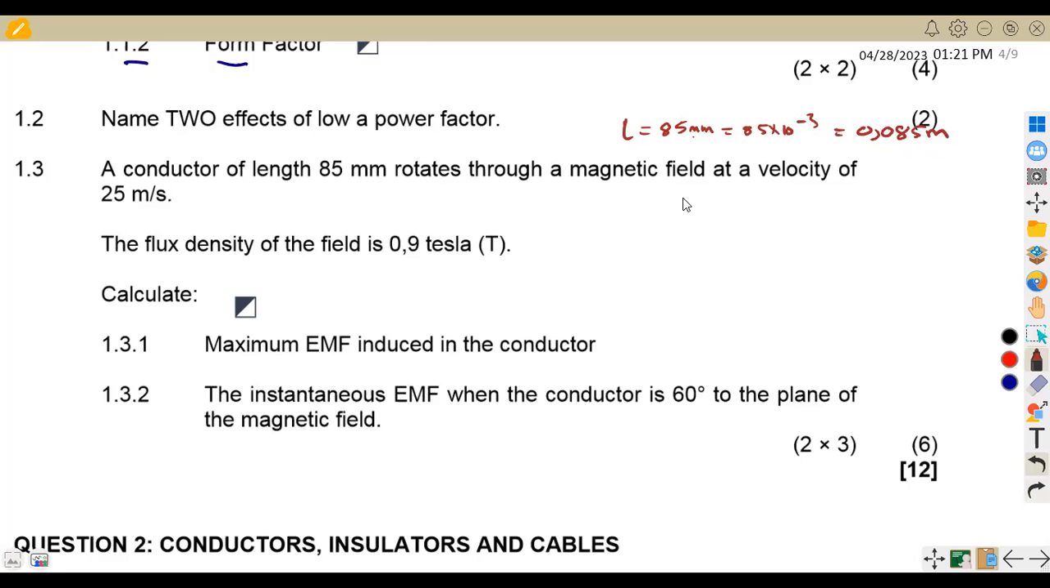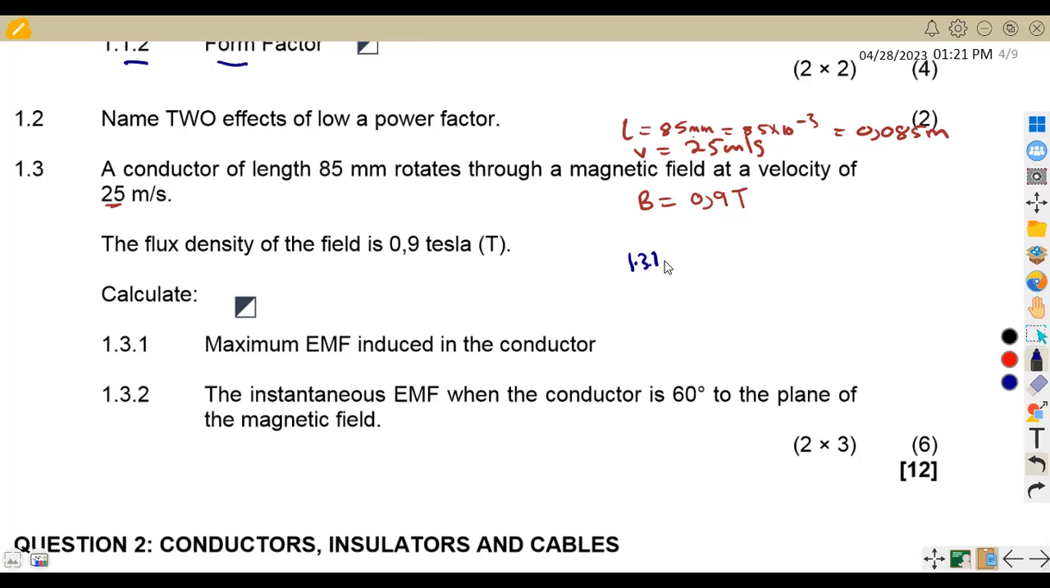It rotates through a magnetic field at a velocity of, so we are given the velocity for this rotation, that is 25 meters per second. Then we are given the flux density of the field, so we are given B, which is our flux density in this case, that's 0.9 Tesla. The first question is to calculate the maximum EMF induced in the conductor. All right, so this we can calculate.